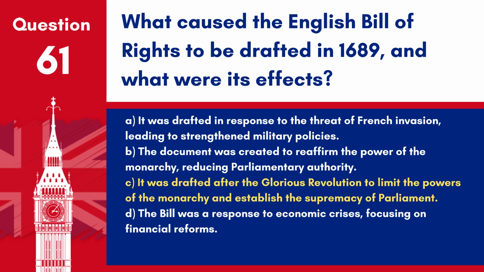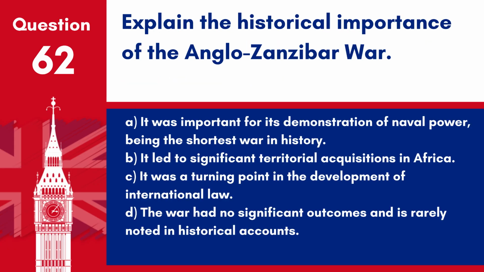Answer: C. It was drafted after the Glorious Revolution to limit the powers of the monarchy and established the supremacy of Parliament. The English Bill of Rights is a landmark document in the constitutional law of the UK, shaping the political system by setting out the rights of Parliament and limiting the powers of the monarch. Question 62. Explain the historical importance of the Anglo-Zanzibar War.